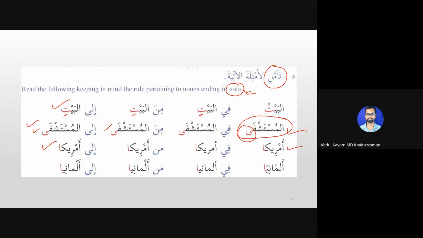Can you read? Amrika, fi Amrika, min Amrika, ila Amrika. Now, then we have Almania, fi Almania, min Almania, ila Almania. Almania means Germany. So can you read?